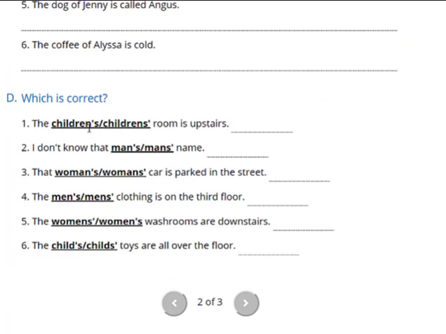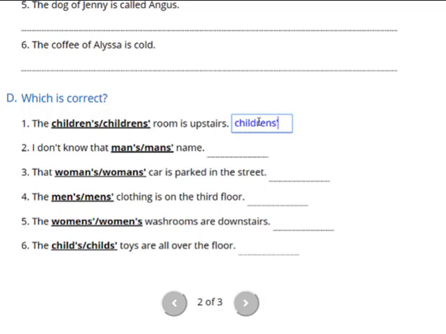Which is correct? Is it the child's or children's? This is the last thing we covered in the demo lesson, the singular possessive noun versus the plural noun. So is it the child's room is upstairs, or is it the children's room is upstairs? This is an interesting one because we're talking about, is it one person's room or is it multiple people? So what do you think it is? Is it singular possessive? Are we talking about one person's thing, or is it plural? We're talking about multiple people. So children is plural, so this would actually be children's.